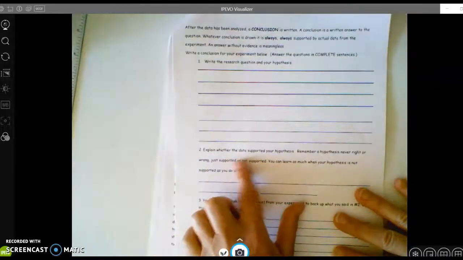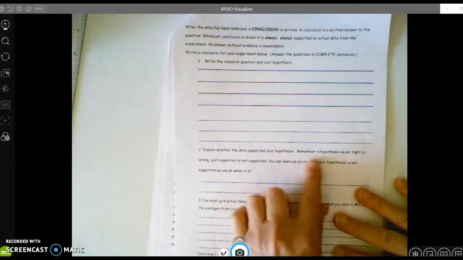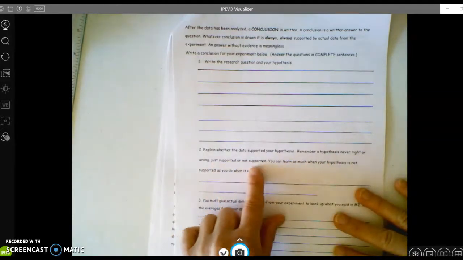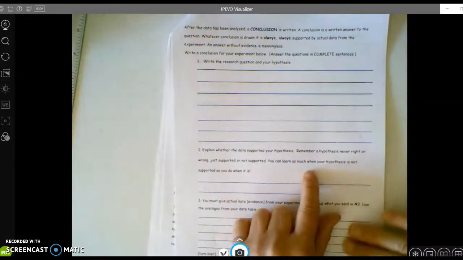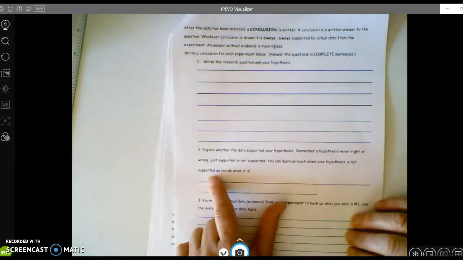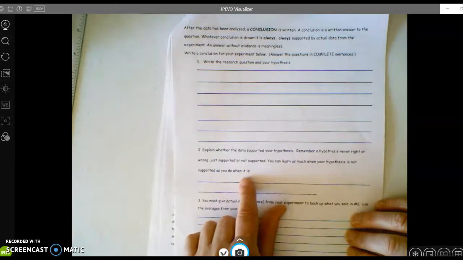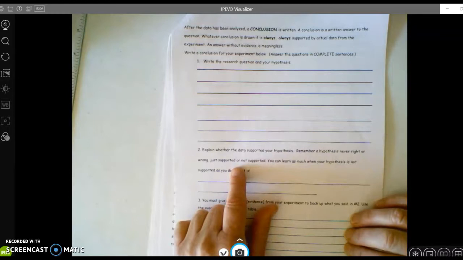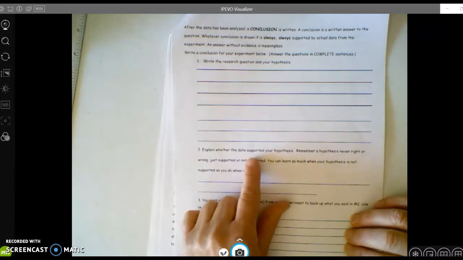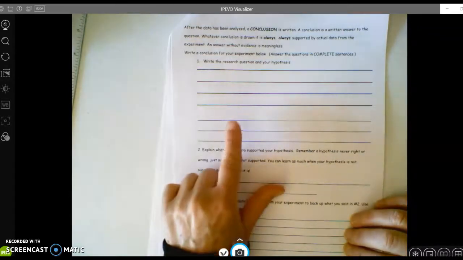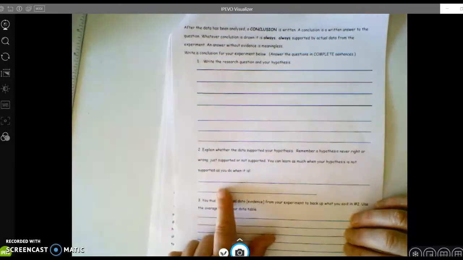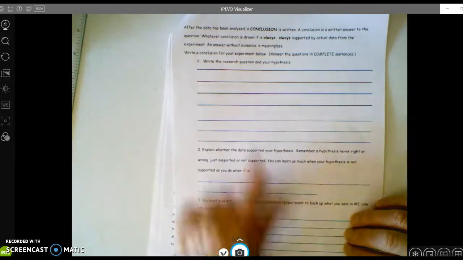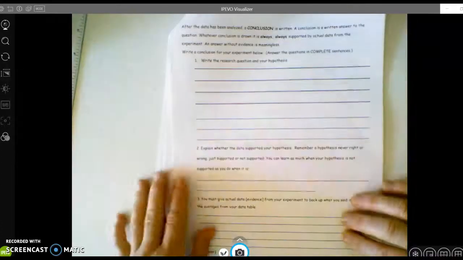Section 2, explain whether the data supported your hypothesis. Remember, a hypothesis is never right or wrong, just supported or not supported. You may learn as much when your hypothesis is not supported as you do when it is. Now remember, I don't want to see, oh, the hypothesis was right, it was wrong. Use the word supported or not supported. So whatever your hypothesis was up here, you let me know the hypothesis was supported or the hypothesis was not supported. Again, remember complete sentences.